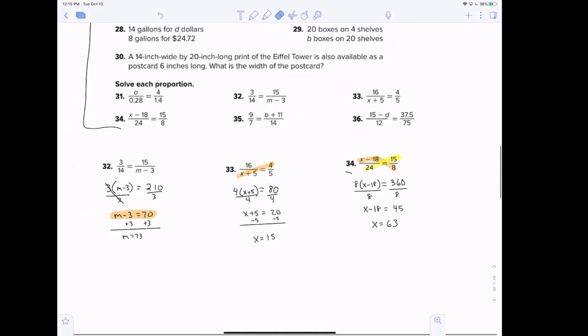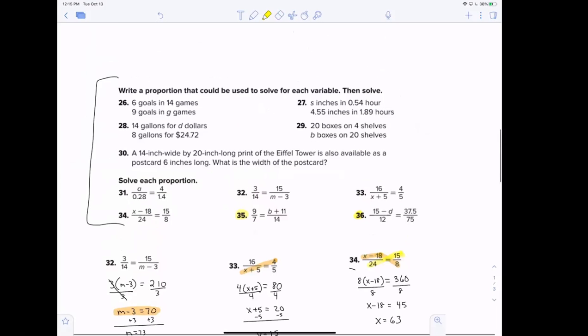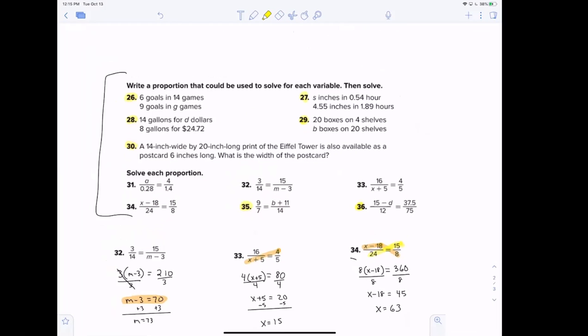All right, so now I'm going to cut you loose. I want everybody to highlight 35, 36, 26, 28, 27, 29, 30. That's your homework tonight. 1, 2, 3, 4, 5, 6, 7 problems. Everybody with me? And again, I want the proportion set up.